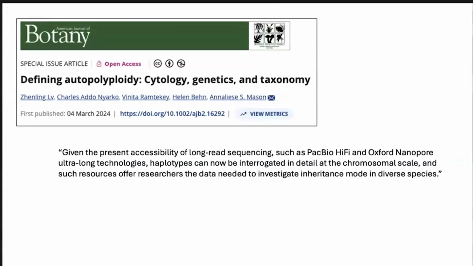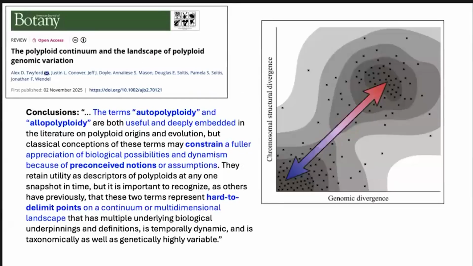All right, so I'm finishing up here. Given the present accessibility of long-range sequencing, Annalise is saying that we should be able to figure out more about how to define auto and allo and look at inheritance in different species. That's always going to be a difficult issue. You've got to look at segregating progeny at the whole genome scale to really figure this out. But it's technically feasible now. It will give you a snapshot of what polyploids are doing cytologically now. It may or may not help you understand whether they started that way. That's another issue.